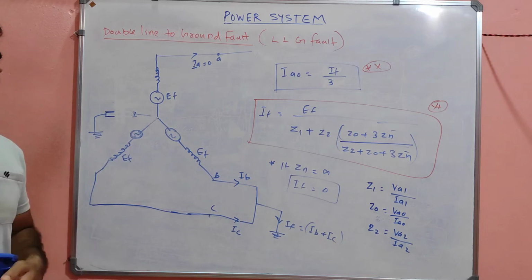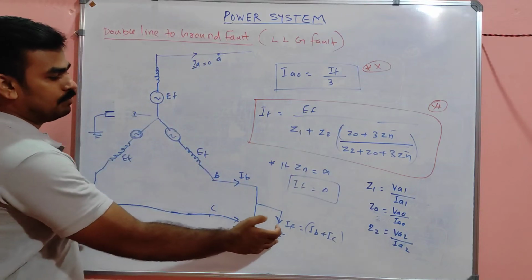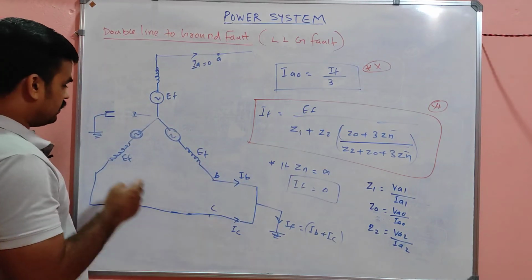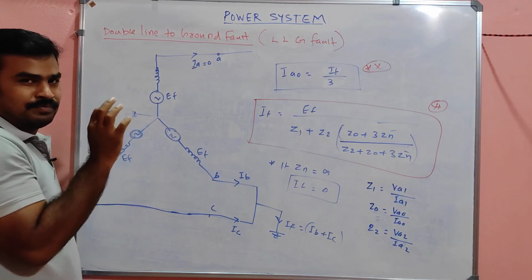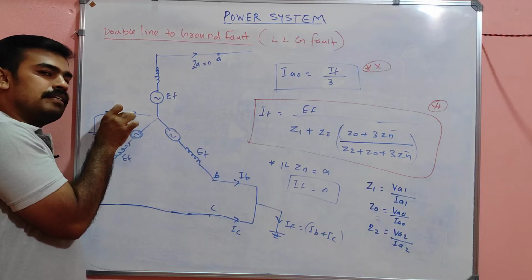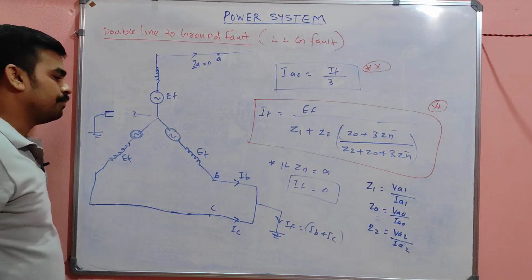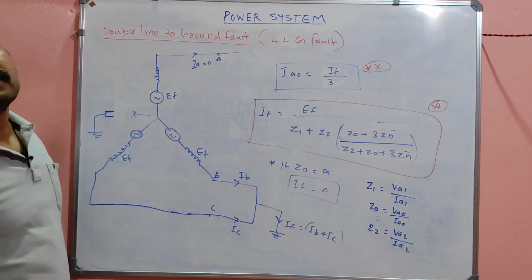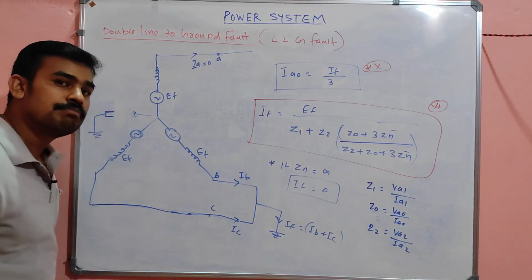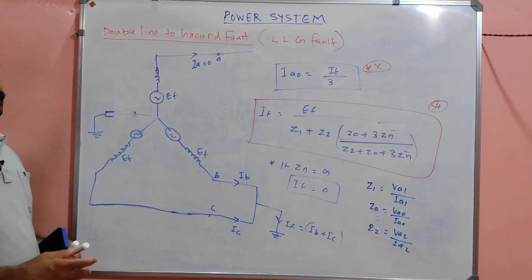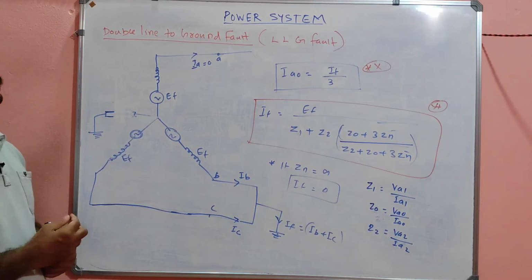That's actually the mathematical area, but simply you can study it like this. If there is a breakage here, Zn is equal to infinity. Infinity means an open circuit, there is no connection. If there is no neutral impedance, there is no continuity of fault current, so the fault current will simply be 0. You can say the same from the fault equation.